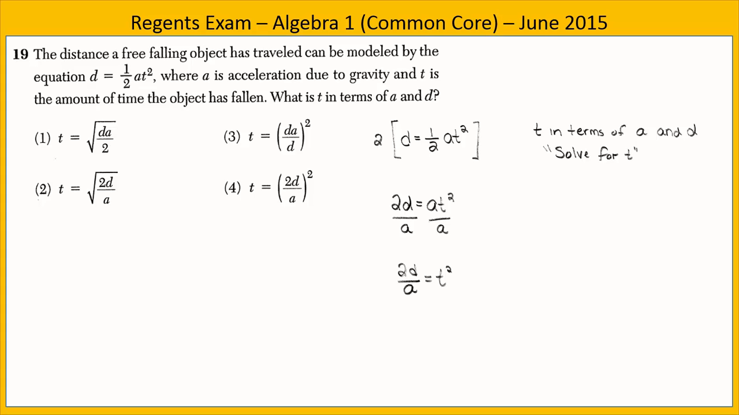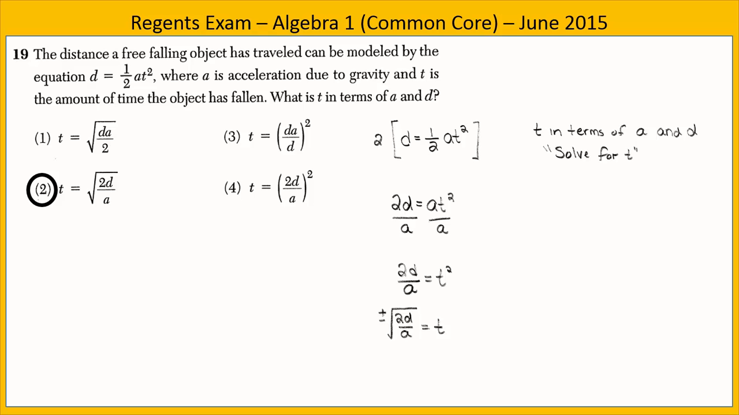Finally, we have t squared alone on the right-hand side. The inverse of squaring is taking the square root, and so t equals positive or negative square root of 2d over a. Look at the choices carefully. Which one matches our answer?